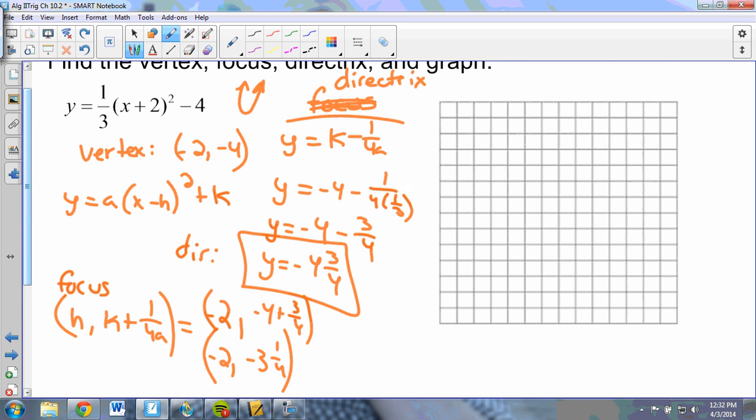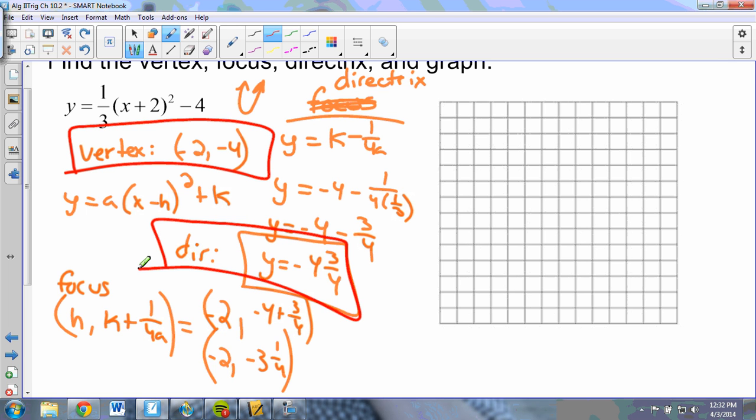Now I've got vertex, directrix, focus. My page just gets messier and messier, but I'm trying to keep track of what's going on here. Graphing these quarters isn't going to be super easy, counting out 19 quarters, 1, 2, 3, 4, 5, 6, 7, 8. I can't even fit that on my plane the way it is right now. The nice thing about this is you have some control over your graph.